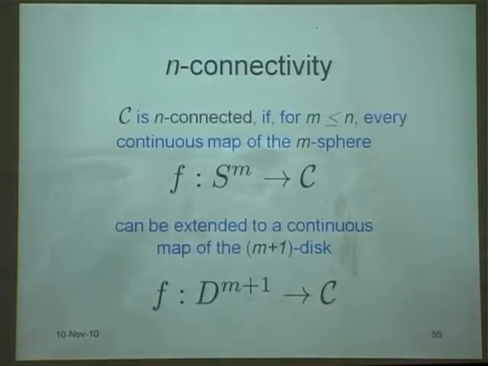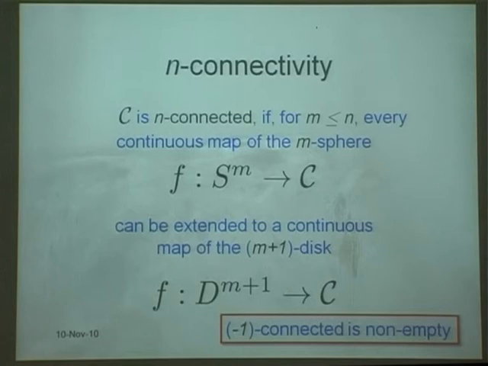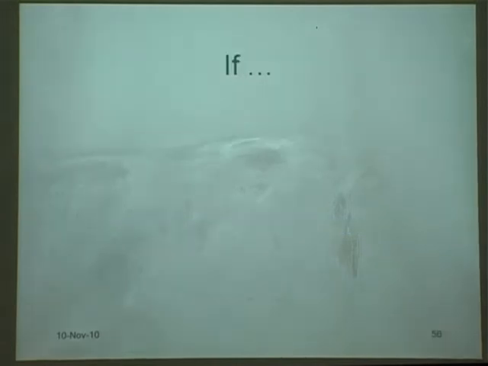So what we say is that a complex is n-connected if for every value less than or equal to n, every map of the n-dimensional sphere can be extended to a continuous map of the next higher disk. So intuitively, there's no hole there because you can fill it in. And we'll say that -1 connected is non-empty. That's a convenient border case.